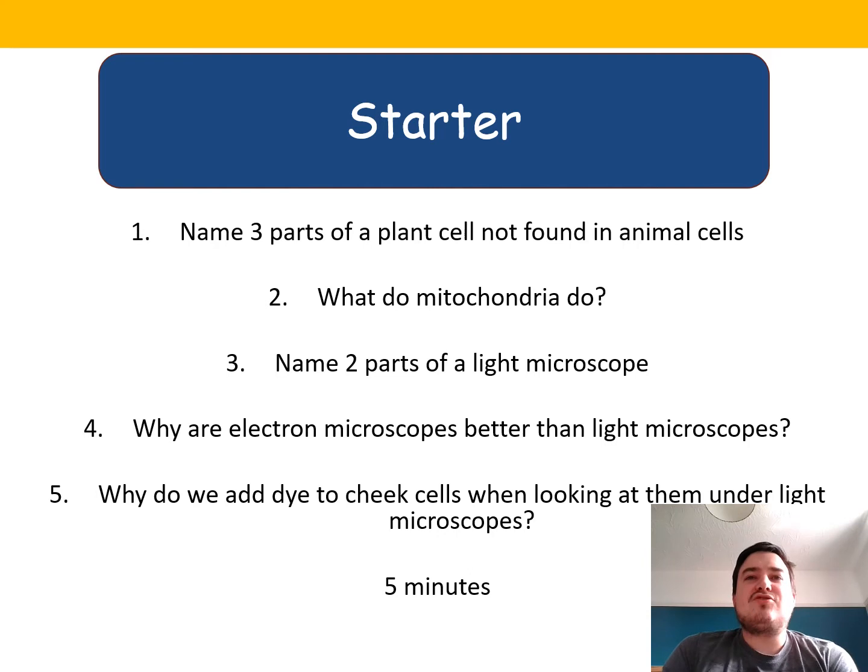Question 4 is, why are electron microscopes better than light microscopes? You're looking to mention the idea that electron microscopes have a higher resolution. So if you think of your 4K TVs compared to non-4K TVs, 4K TVs have a higher resolution, so your image is much more crisp, much more clear. You can see things in better detail, whereas light microscopes do not give as good an image.